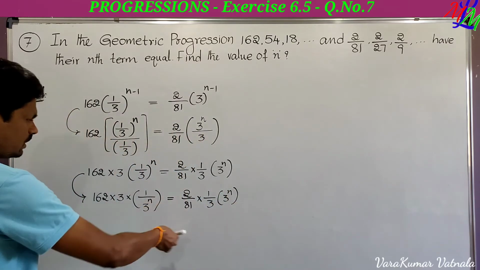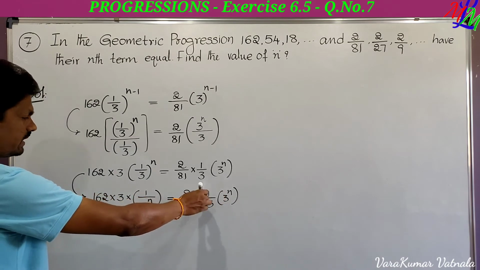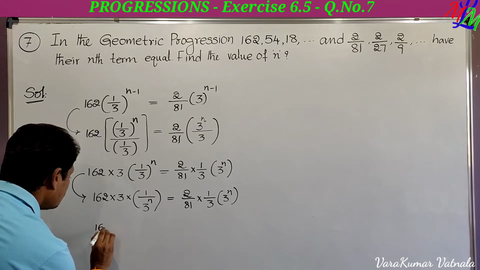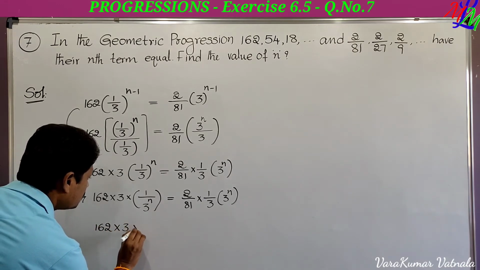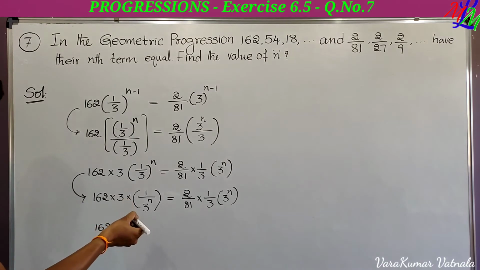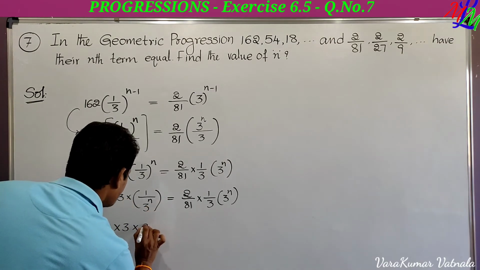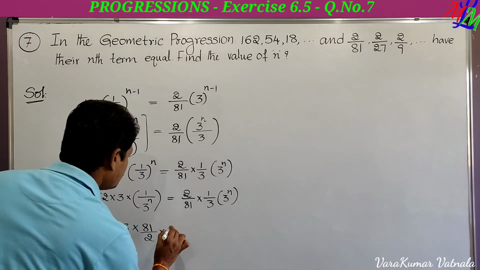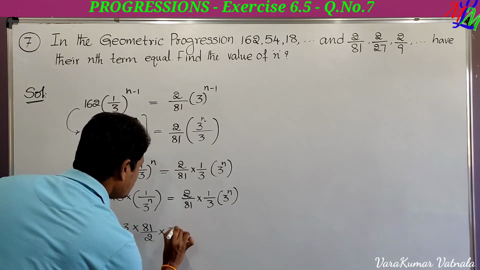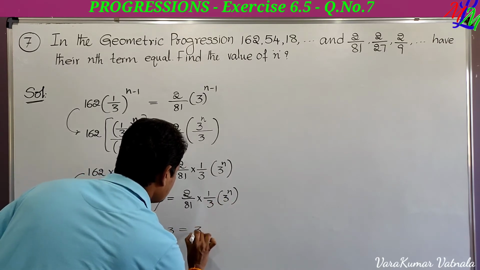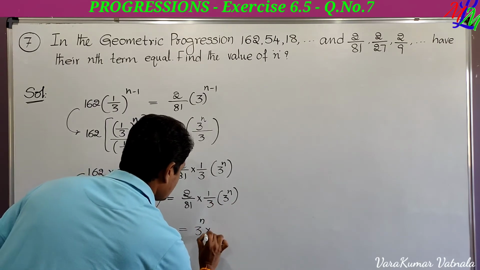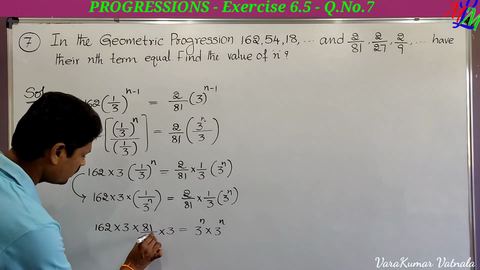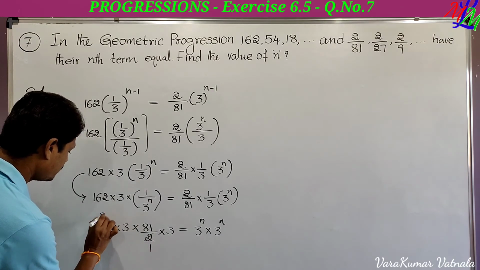So now take 3 to the power n to the right side and remaining terms to the left side. What we get, see here already 162 into 3 is there. Here 2 by 81 is there. If you take to the left side, it becomes 81 divided by 2 into, here 1 by 3 is there. If you take to the left side, it becomes 3 is equal to, here already 3 to the power n is there. Again, if you take this 3 to the power n, here it is dividing, it multiplies.